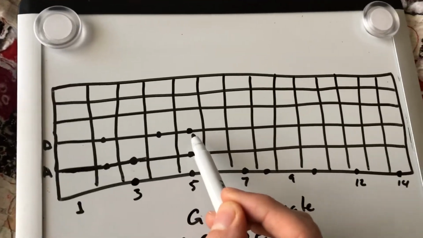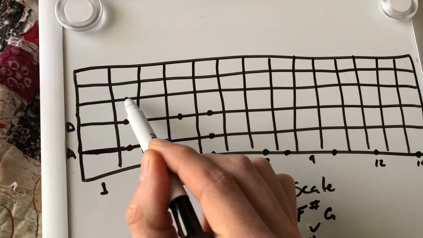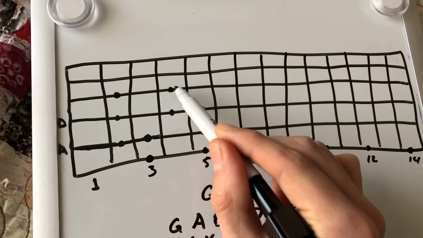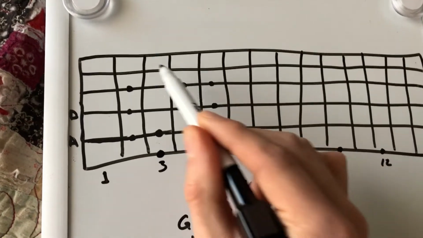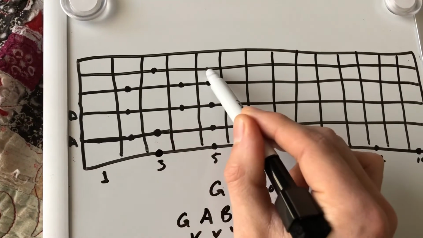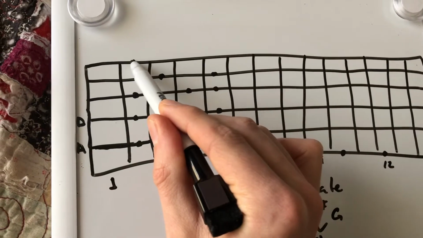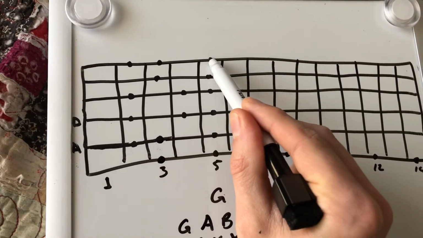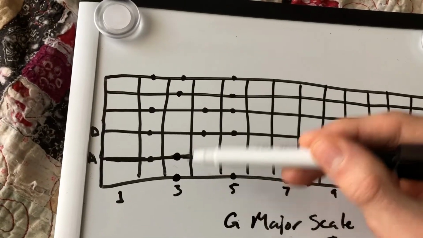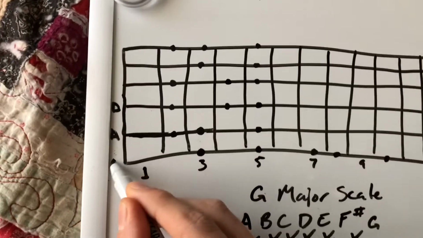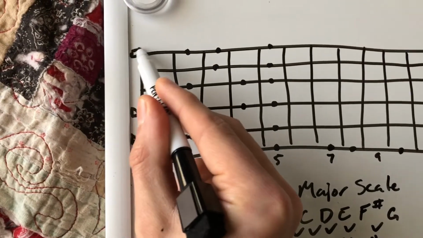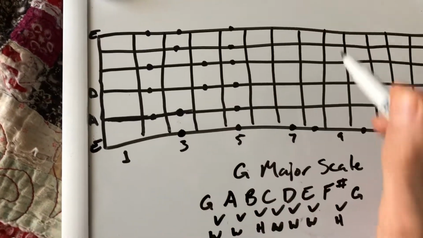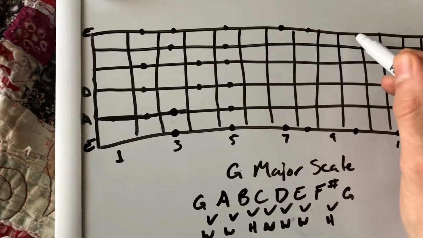You do it again. G, A, B, C, D, E, F sharp, G. And then you have A again. And these are octaves because they're tuned to the same note. This string is tuned to E, and this string is tuned to E. So you know that these scales are going to be the same, just like this.